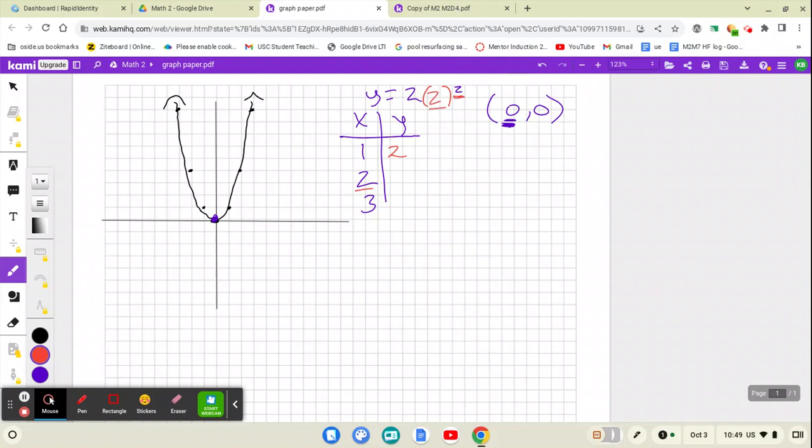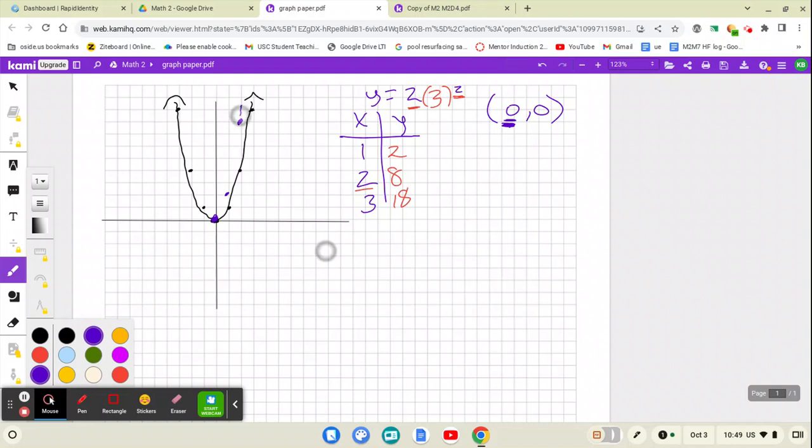We're going to plug in the next x value, which is 2, and we'll do PEMDAS. 2 squared is 4 times 2 is 8. We'll plug in the next x value, which is 3. 3 squared is 9 times 2 is 18. That's probably too big for us to graph, so we're probably not going to graph it. So we're going to plot the points 1, 2. 1, 2 is right about there. And 2, 8, 2, 1, 2, 3, 4, 5, 6, 7, 8 is about there.